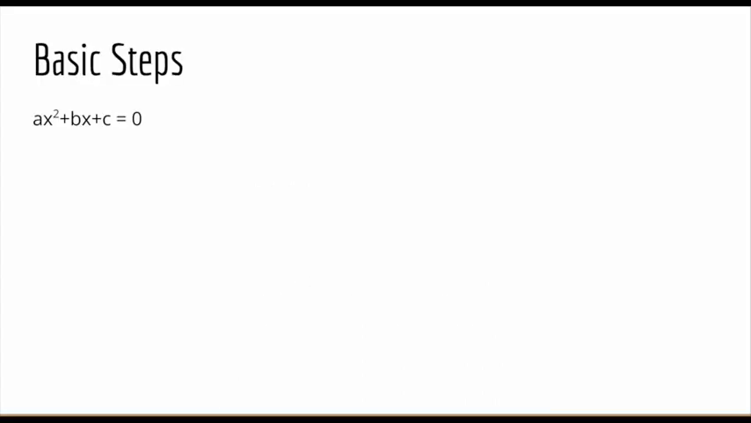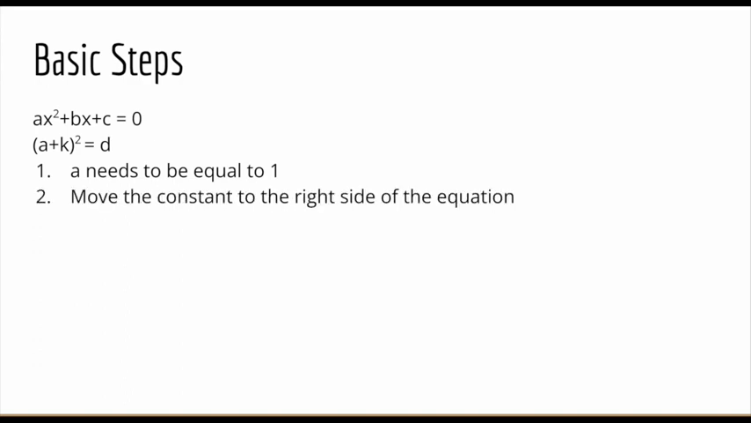So our basic steps. We are going to start with our ax squared plus bx plus c equals 0 or some other number. And we are going to want to get that into a perfect square format. So that's going to be a plus some constant k squared equals d, some other constant. So in order to do that, a is going to need to equal 1. So we're going to start by dividing both sides by a if it does not already equal 1.